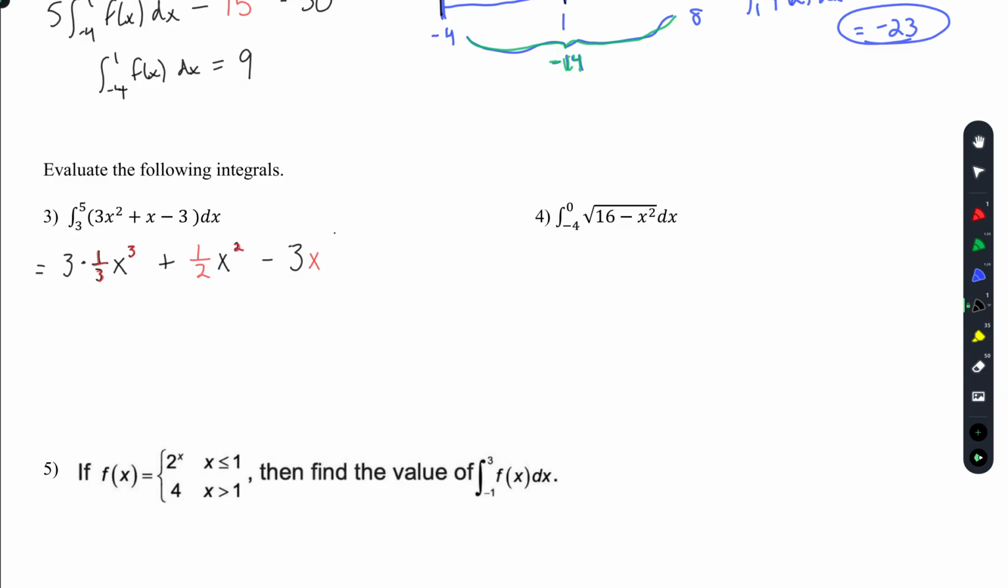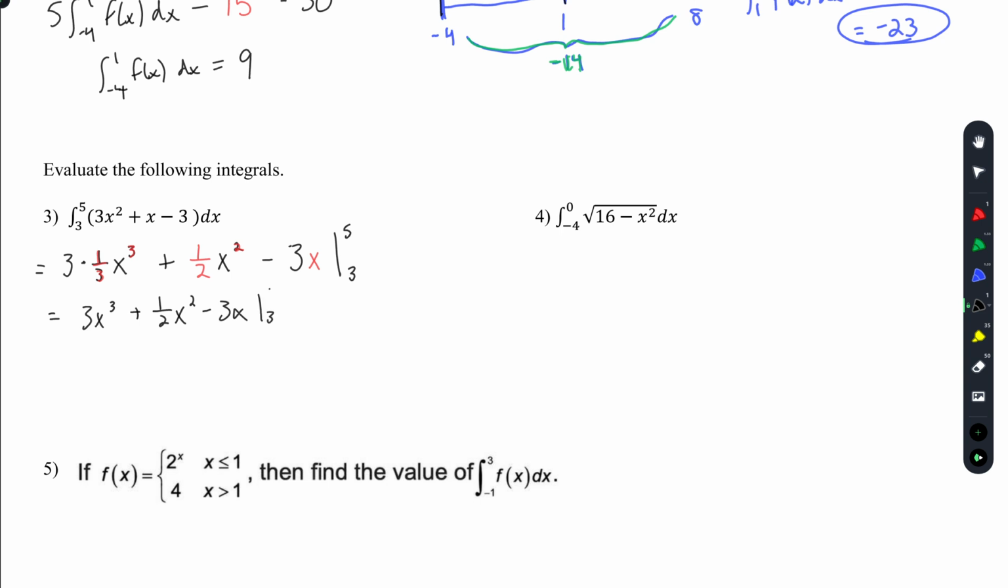And then for the interval, you do this bar and you go from 3 to 5, and then you plug in 5 minus plug in 3. And this is just very painful because of the fractions. So I would probably clean this up before you start going after it.